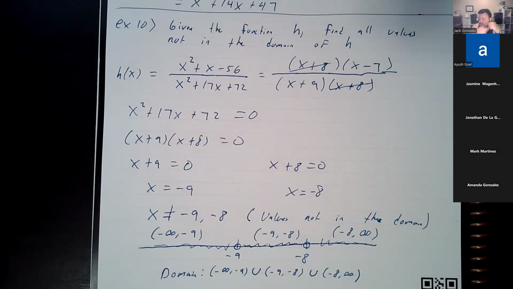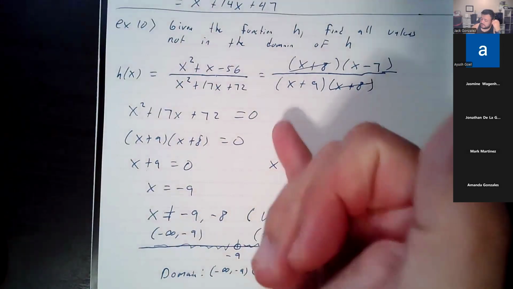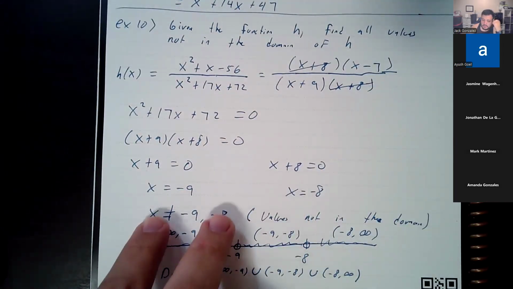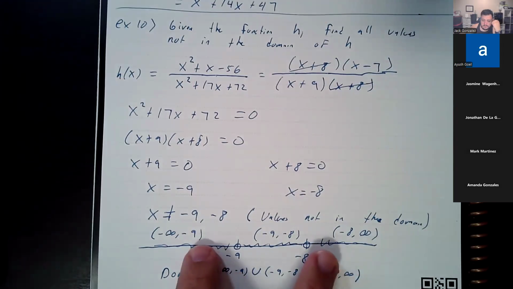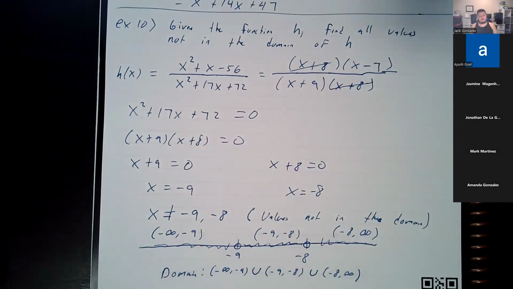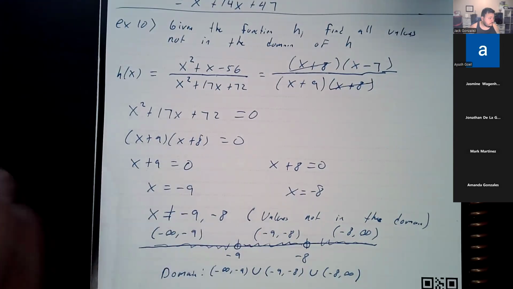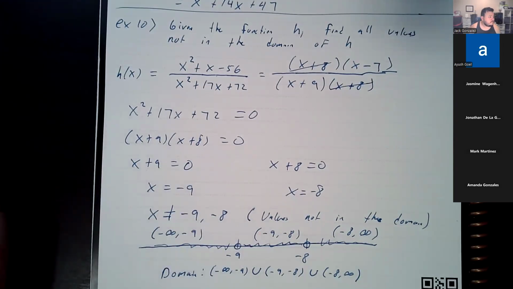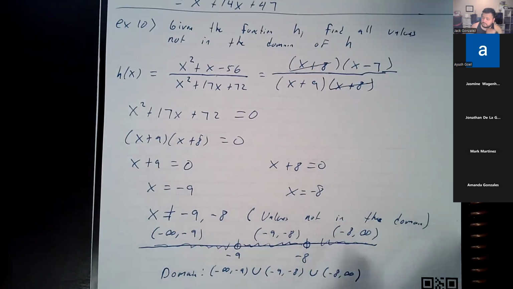So anytime you have this type, set the denominator equal to zero, find your values, build your domain around it. That's all we did. So I did 10 and 11 kind of at the same time. Let's move on to a different type, number 12.